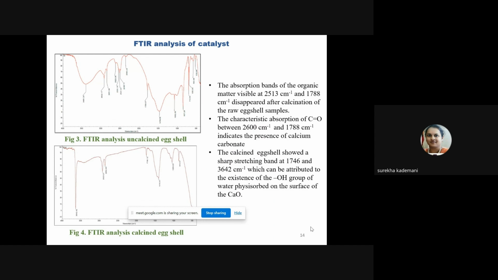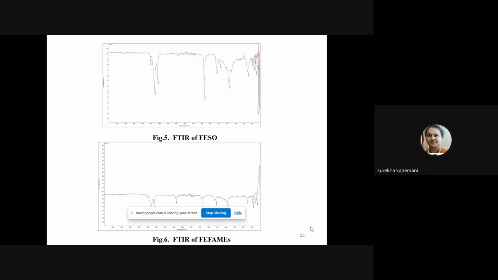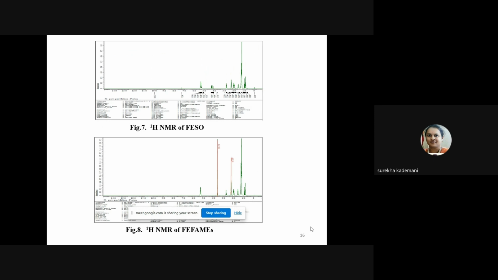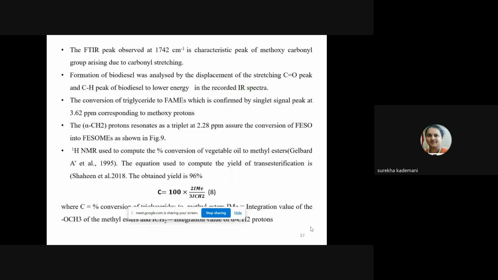This is the FTIR analysis of the catalyst, where absorption bands of organic matter visible at 2030 and 1788 per centimeter disappeared after the calcination of the raw eggshells. These are the FTIR spectra of the Feronia elephantum seed oil and the FTIR spectra of the Feronia elephantum fatty acid methyl esters. These are the NMR spectra of Feronia elephantum seed oil and liquid fuel.